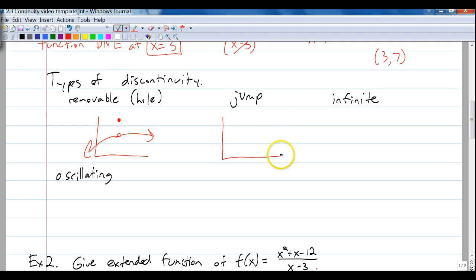Jump means that we have a split. So all of a sudden it jumps from one value to another in the y at a certain x point. And that's usually shown with a gap. And you'll see those a lot with piecewise functions. And then infinite is when you have an asymptote. So for example, a vertical asymptote, you might have the graph go like this.